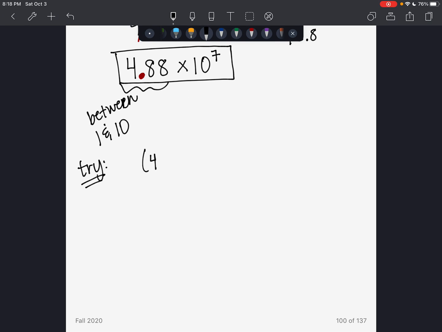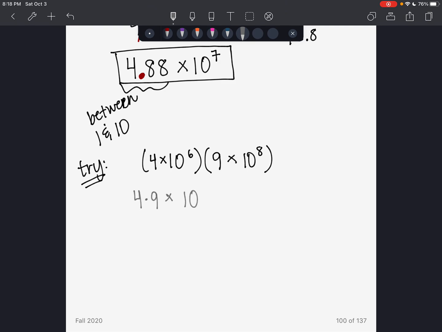Let's go ahead and try this. 4 times 10 to the 6th, and write your answer in scientific notation, times 9 times 10 to the 8th. Okay, hopefully you gave that a try, and you're back. 4 times 9 came first, and then times 10 to the 14th power. Well, that's 36 times 10 to the 14th power.